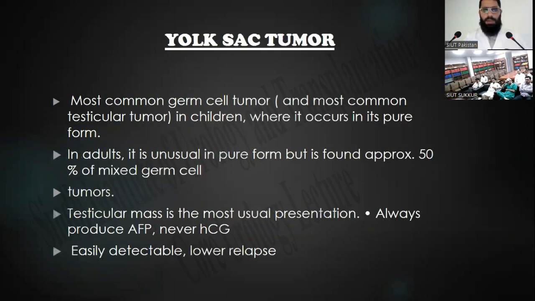Yolk sac tumor is the most common germ cell tumor and most common testicular tumor in children, where it occurs in its pure form. In adults, it is unusual in pure form but is found in approximately 50% of mixed germ cell tumors. Testicular mass is the most usual presentation and always produces AFP and never HCG. These are easily detectable with lower relapse.